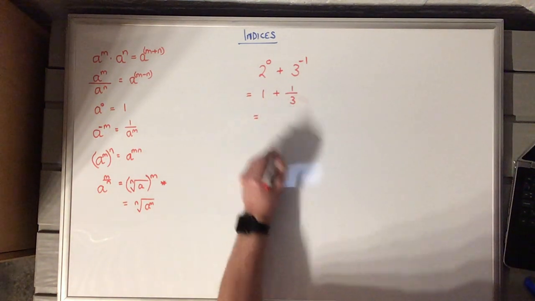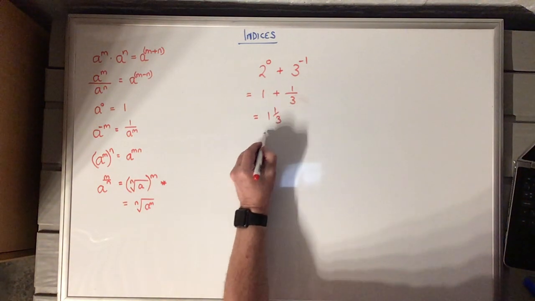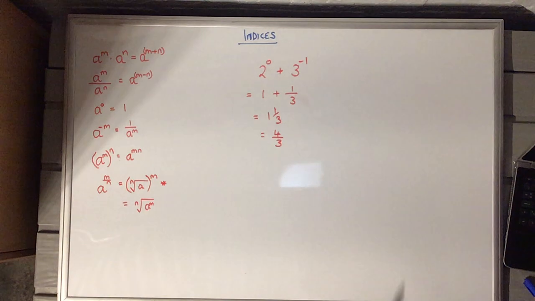So we can just tidy that up: 1 plus a third, well, that's 1 and a third. And we could write that top heavy, that's the same as 4 over 3, whichever way you would like to write it there. Again, nice and simple.